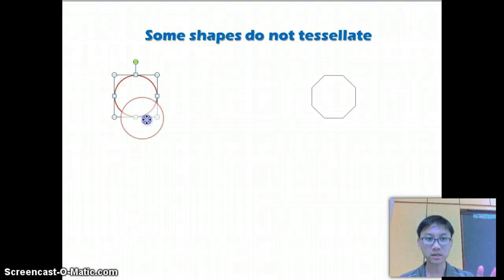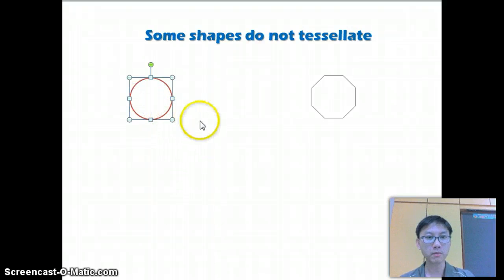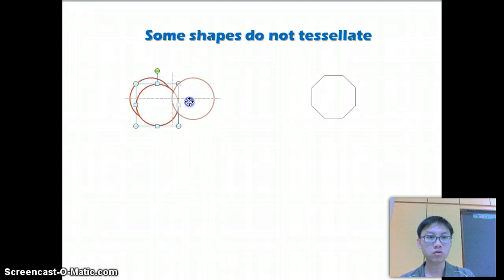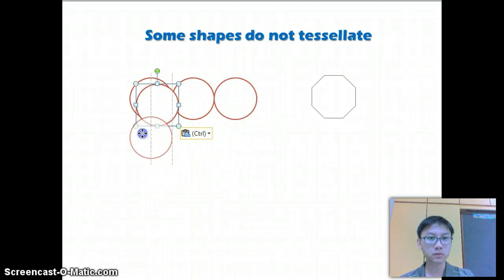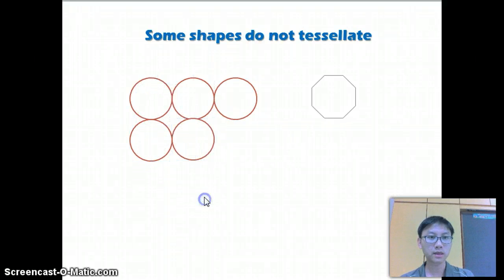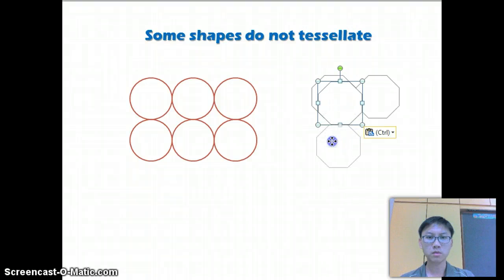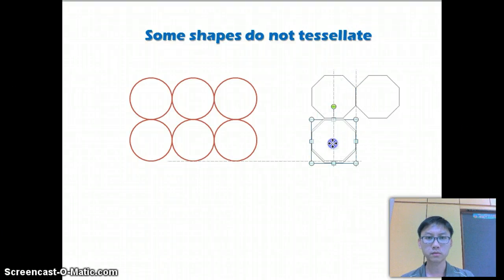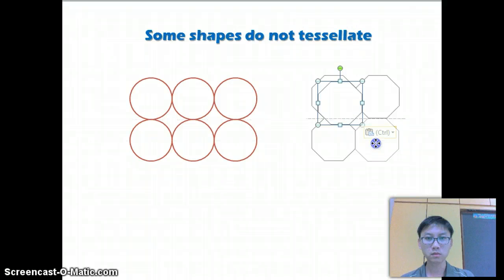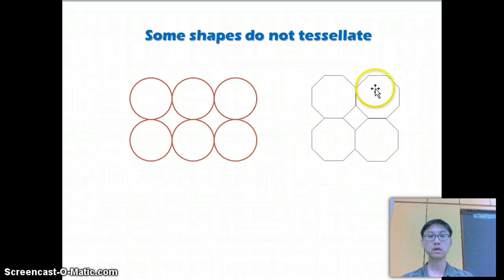Let's take for example this circle over here. I'm going to try to tessellate. I'm just going to try to put them together. Okay, let's see. Oopsie. Okay, like that. Now, is this a tessellation? How about this? Let's try and build it like that. Is this a tessellation?